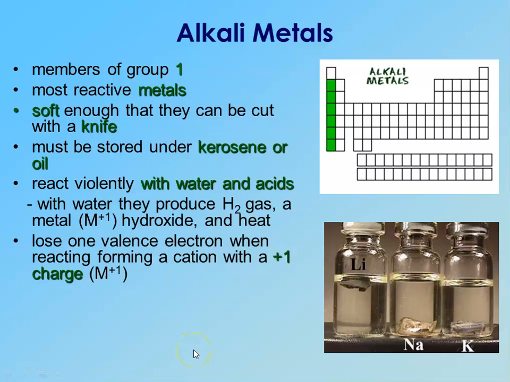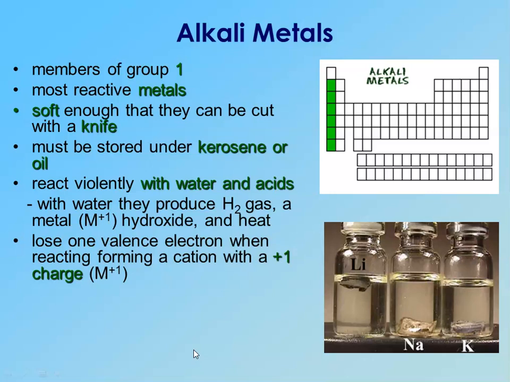This video is going to focus on sections of the periodic table. We're going to start with alkali metals. Those are your group 1 metals. They're the most reactive ones that you'll find on the periodic table. Super soft, they can be easily cut with a knife. They need to be stored under kerosene or oil so they don't react with the air.